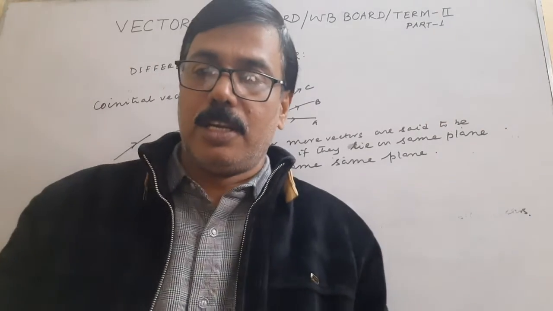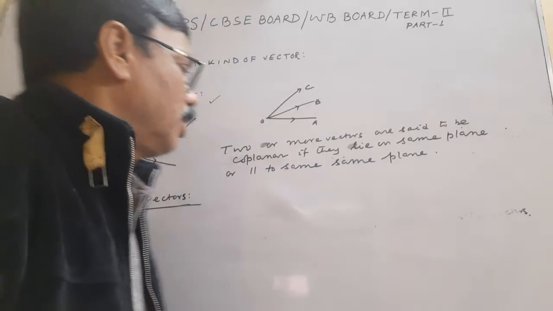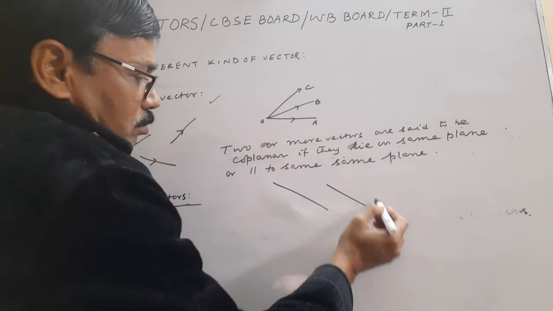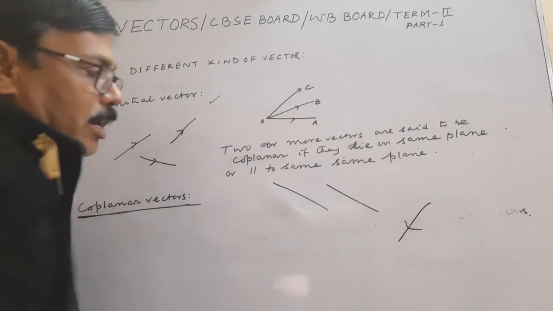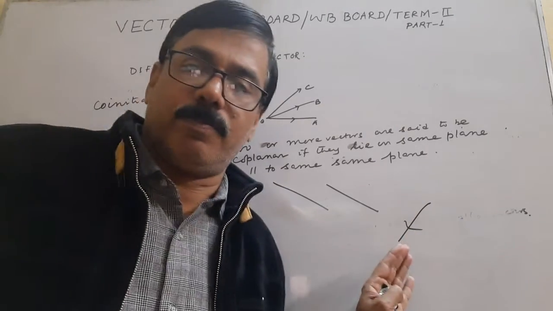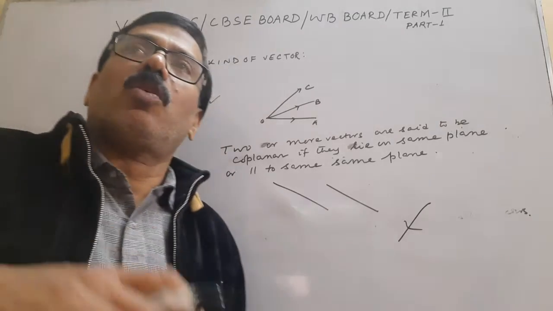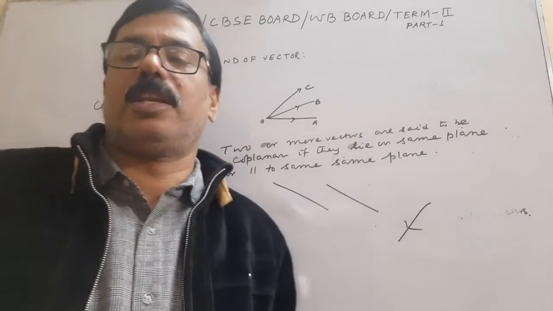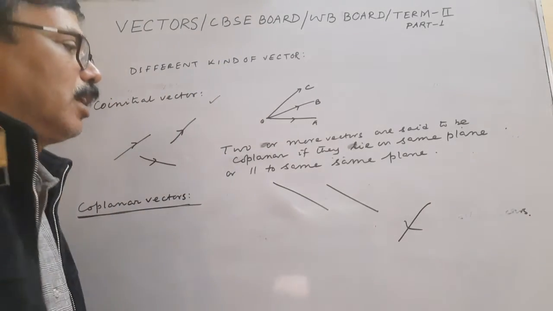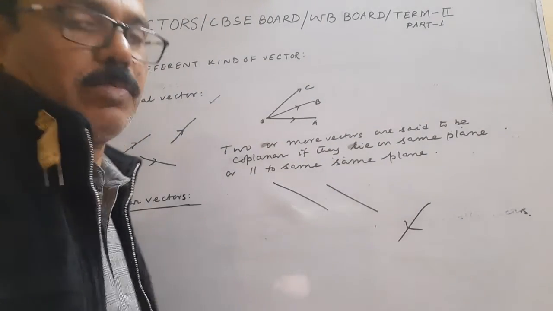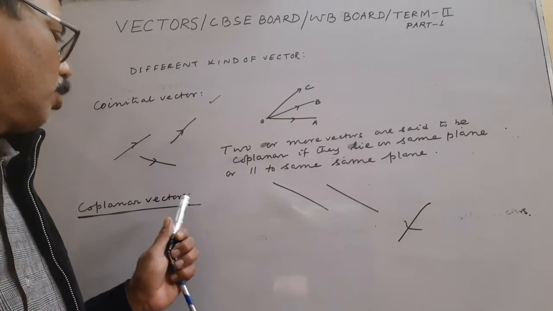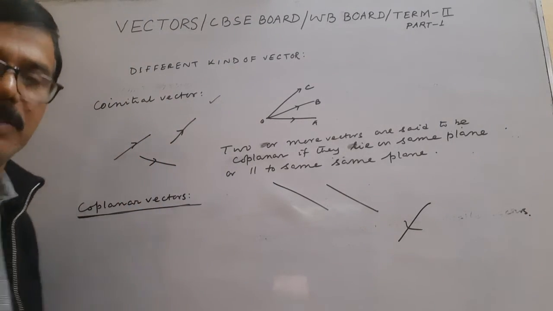And the second case: suppose this one is a plane with some vectors, and we take another plane, suppose the opposite wall of this room. Then they are also coplanar, since they lie on the same plane or parallel to the same plane. So this is the definition of coplanar vectors.